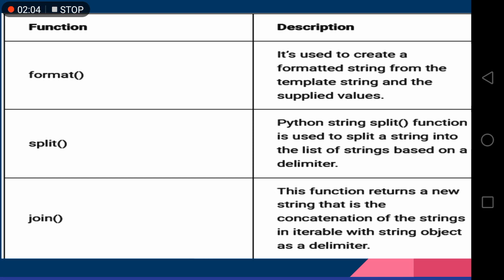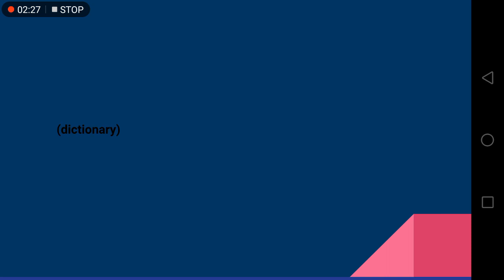Next is join. Join is the opposite of split. Split is to divide and join is to connect. So what does the join function do? This function returns a new string, that is the concatenation of the strings in the iterable with the string object as a delimiter. That means you can repeatedly join many strings. Let us see a few more functions.